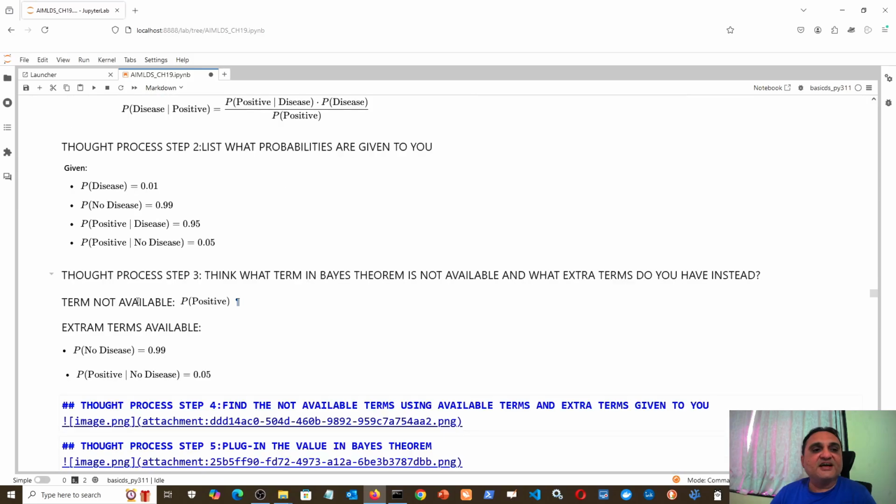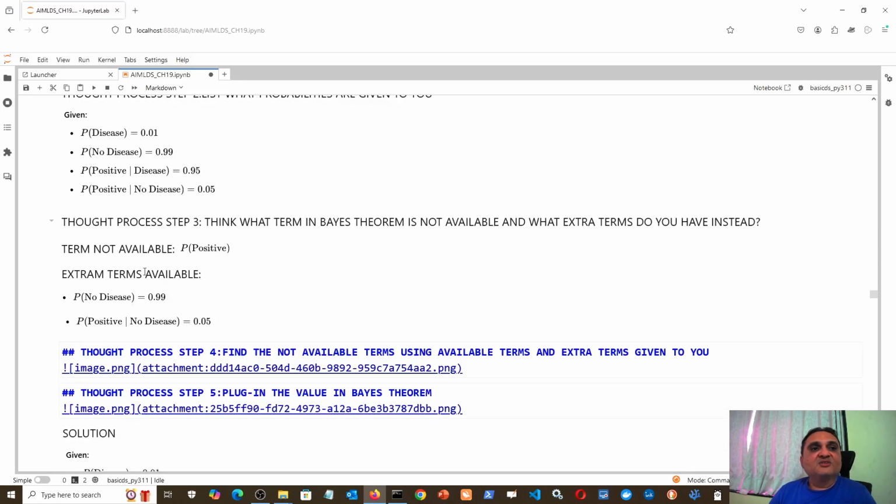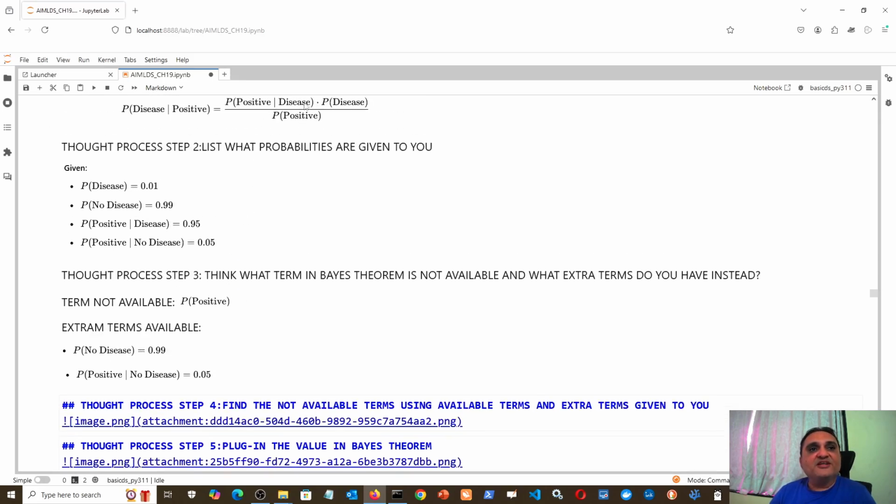95% accurate means 5% error. So if I take 100 persons who do not have the disease, my test will still give a false positive in 5% of the cases. Okay, so those terms are extra. Now this term is not available to me, which I require here, but these two are available. So now my goal should be what? Somehow, can I find this term which is not given to me using these two terms which are extra?